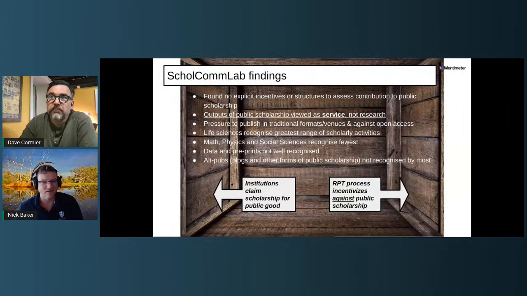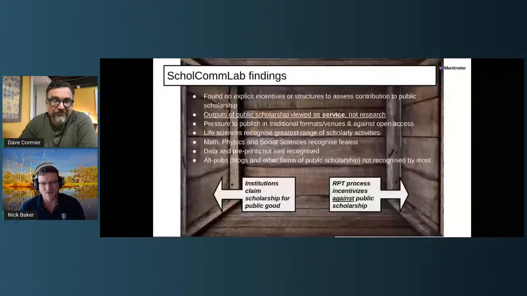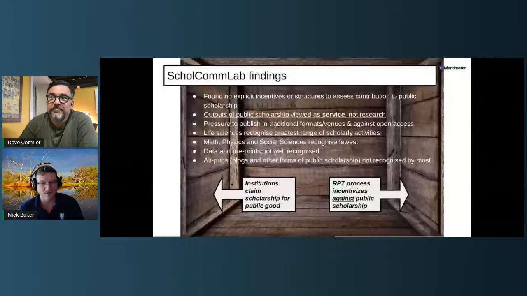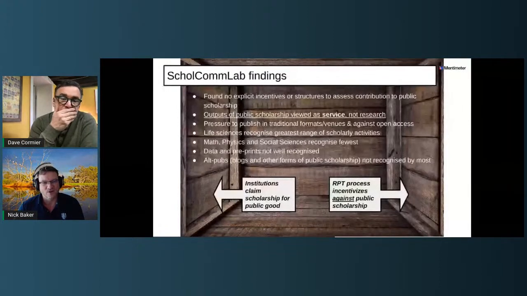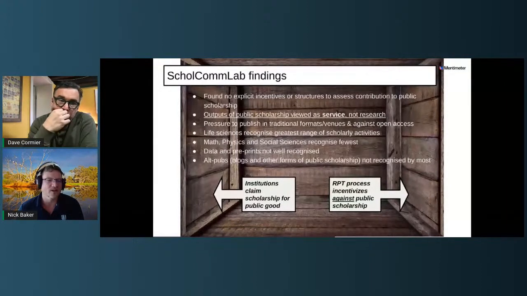These are some of the things that they found: that no one has explicit incentives or structures to include public scholarship, at least at the institutional level, in RPT processes right now. The outputs of public scholarship are quite often viewed as service and not research, and they're described as such in the few places that do include them in their RPT practices. I want to let that sit for a bit, because it really speaks to the way in which traditional academia thinks about engaging with the public.